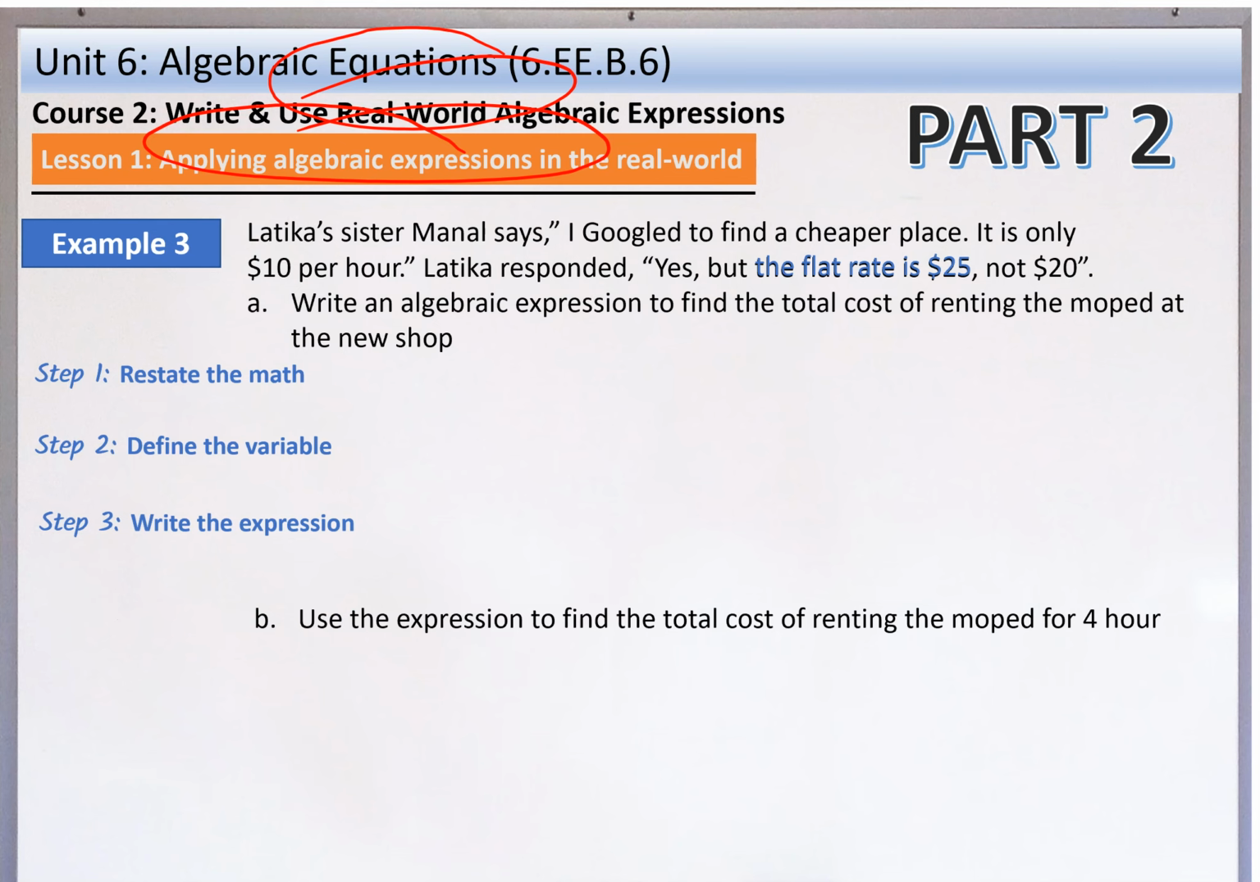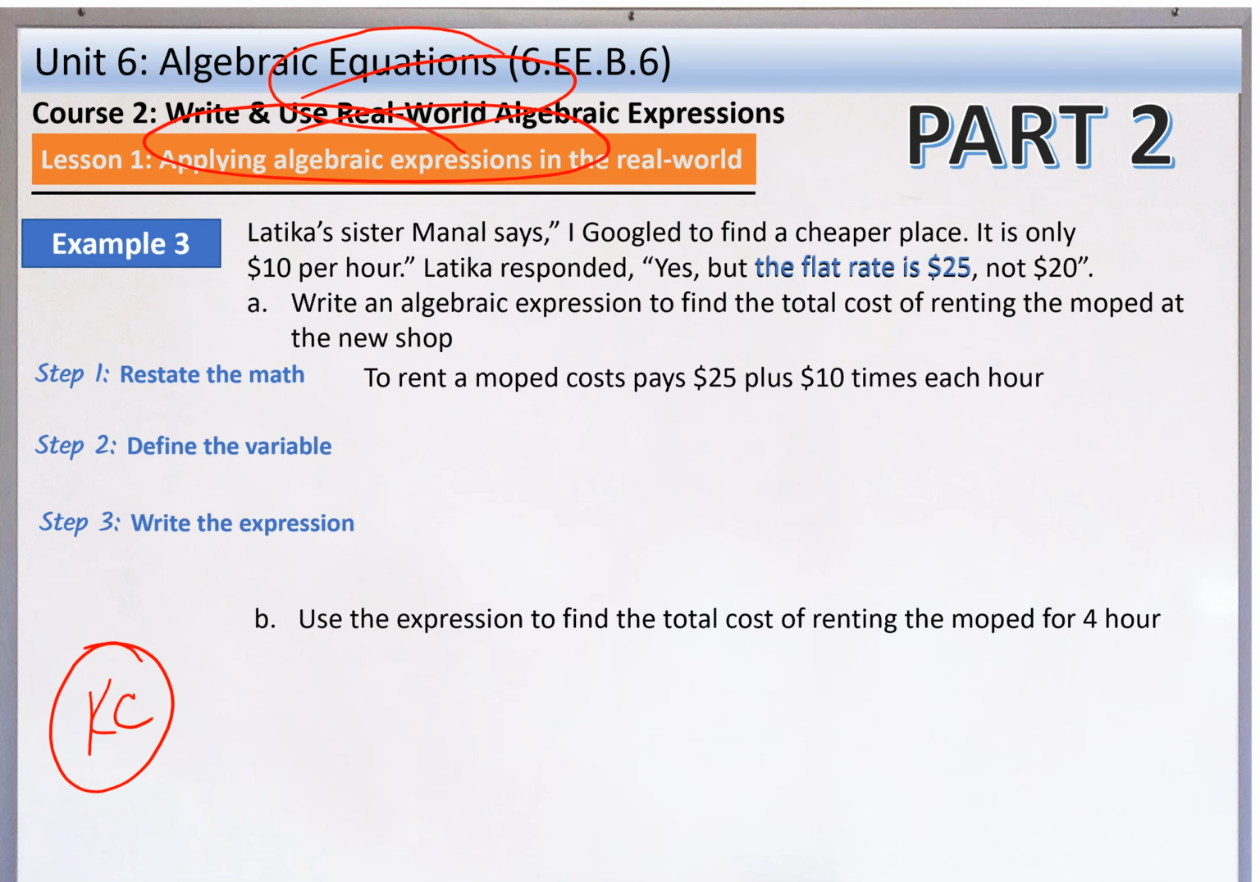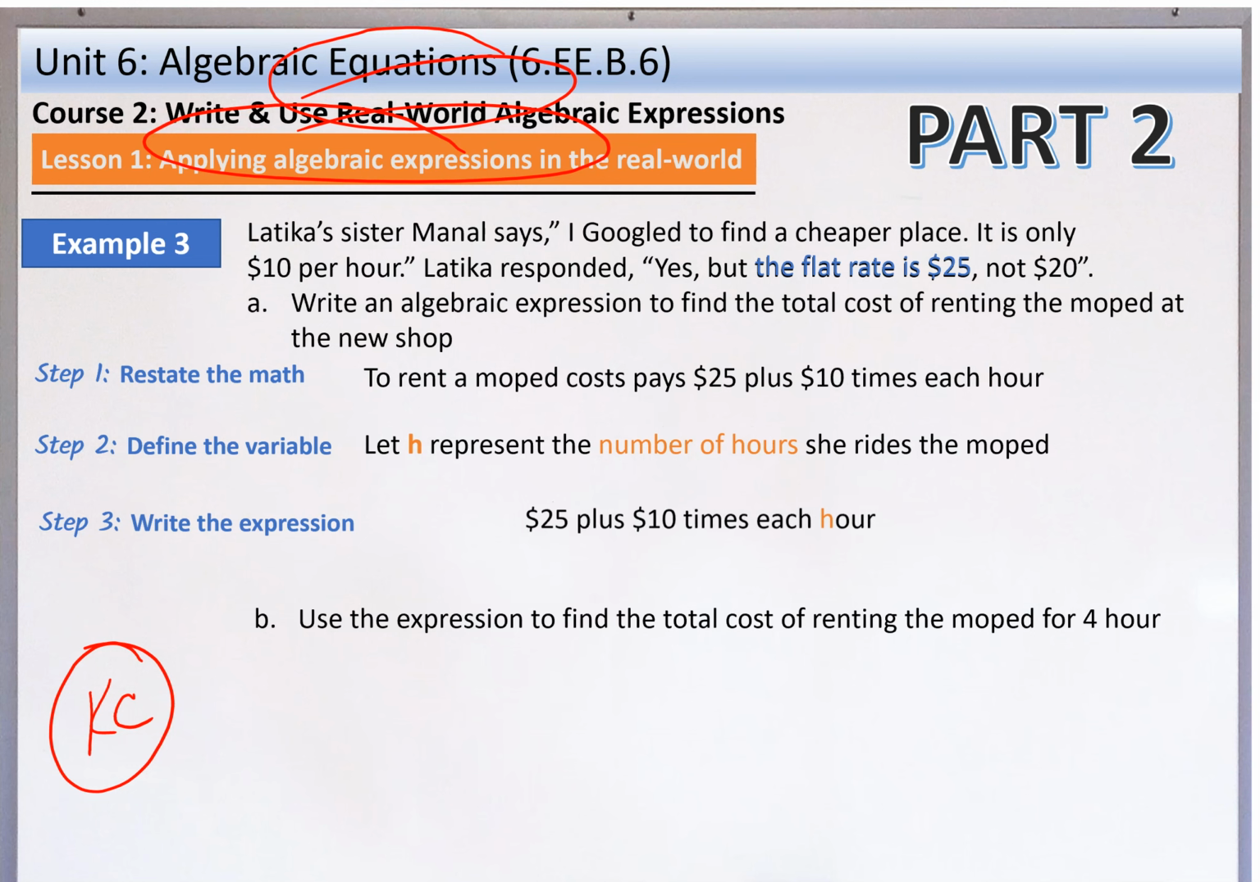Why don't you go ahead and answer that question for me? It's very similar to the one before this. Okay, so to rent a moped costs $25. You pay $25 first, just as a rental fee. Don't get it back. And then you charge $10 per hour. So I'm going to say H is number of hours again. So my expression is going to be 25 plus 10 times H.